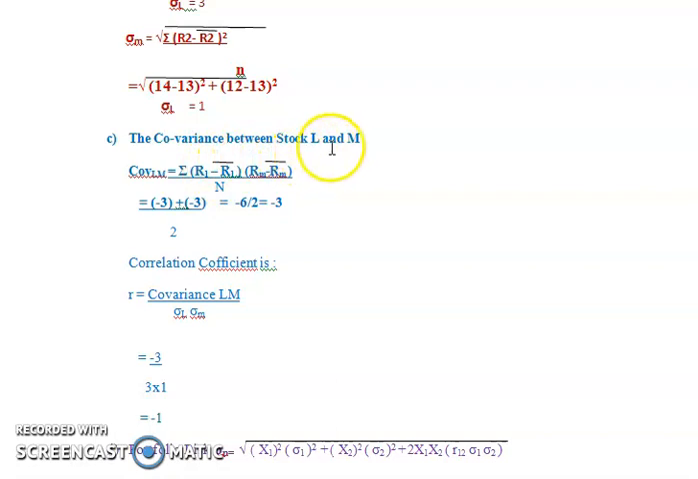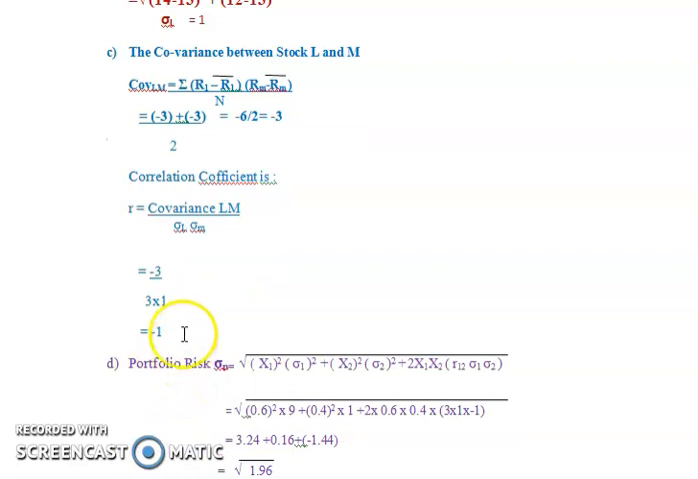Now see the covariance between stock L and M. Covariance of L and M is equal to summation of R1 minus R bar 1 into Rm minus R bar M divided by N. If we put in the values, minus 3 plus minus 3 divided by 2 is equal to minus 6 divided by 2, which is equal to minus 3. This is the covariance of L and M. Now the correlation coefficient R is equal to covariance LM divided by standard deviation L into standard deviation M. So covariance LM is minus 3 divided by 3 into 1, so it comes to minus 1. Now we have calculated C.